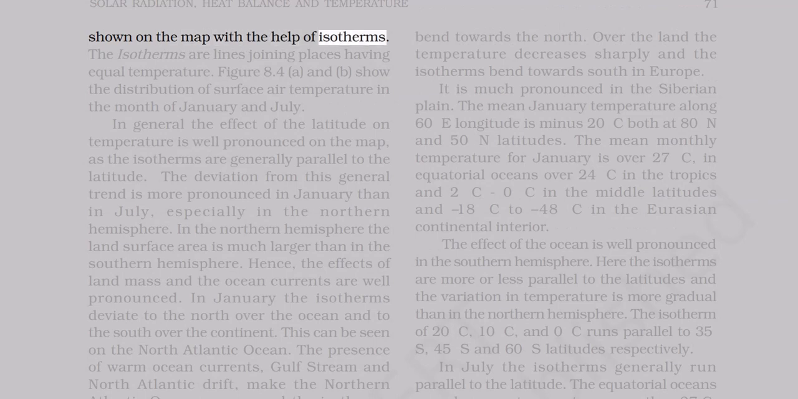The temperature distribution is shown on the map with the help of isotherms. The isotherms are lines joining places having equal temperature. Figure 8.4, A and B show the distribution of surface air temperature in the month of January and July.